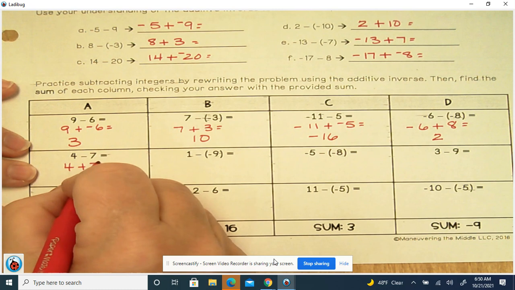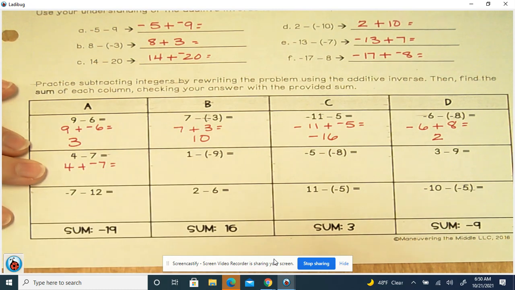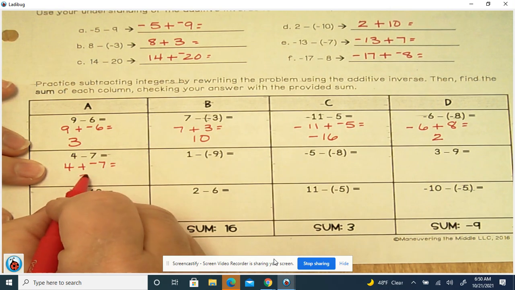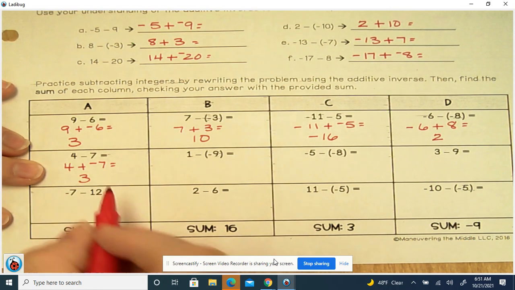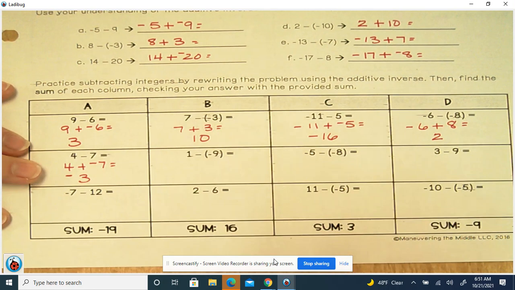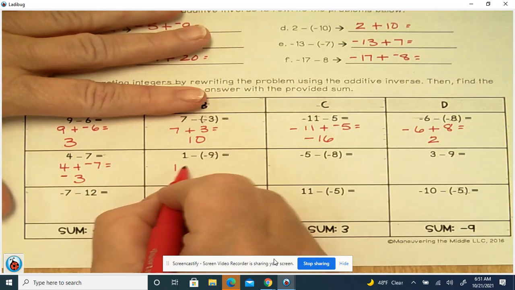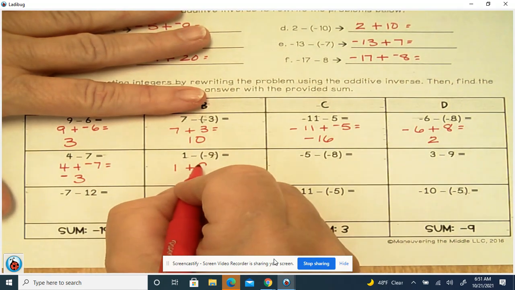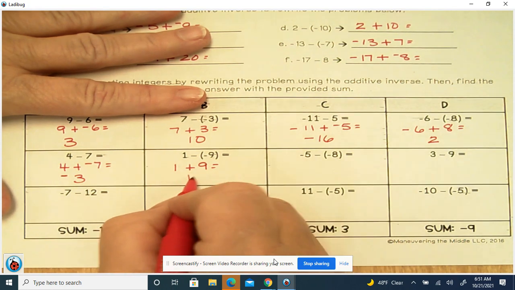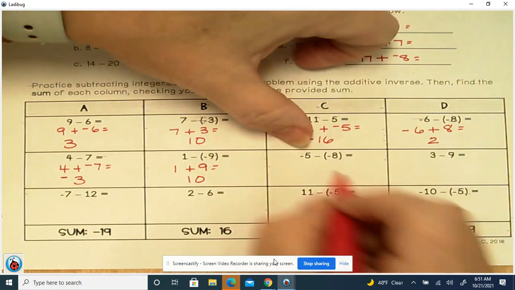Change the minus to a plus, change the sign of next. It's a positive, so we make it a negative. Different sign, subtract. 7 minus 4 is 3. 7 has the largest absolute value and its sign's negative. Change the -9 to a 9. 9 plus 1 is 10.